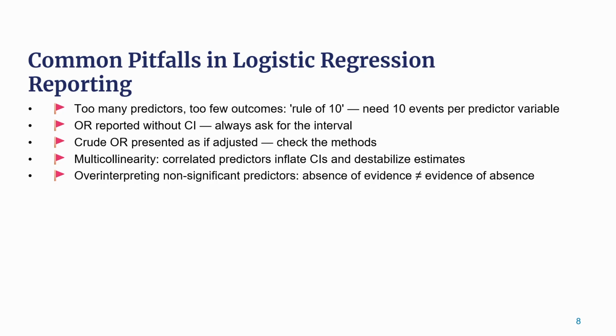Fourth, don't interpret a non-significant OR as proof that a factor has no effect. A wide CI with OR equals 0.7, CI of 0.3 to 1.5 is not no effect, it's uncertainty. The true effect could be quite large.